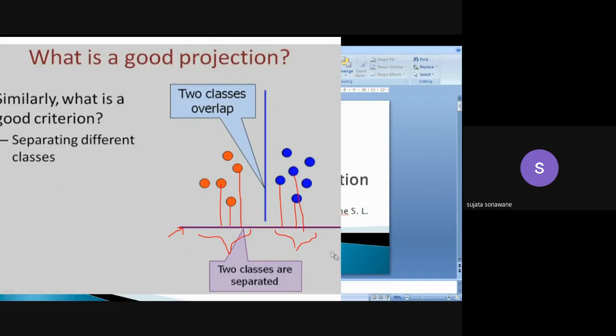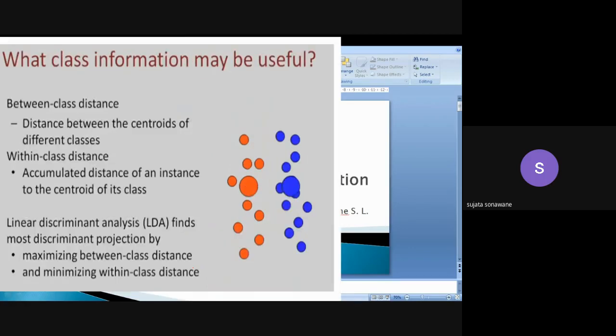So that's why this purple line shown over here will be the good criterion. It means when you use it for classification, your classes should be separated.